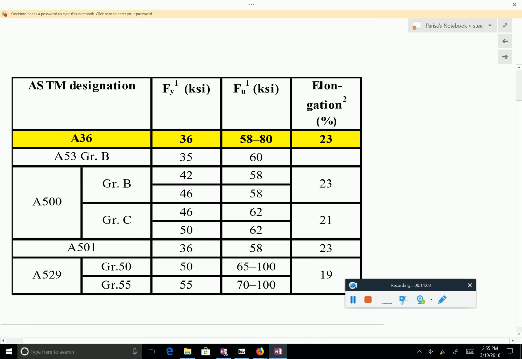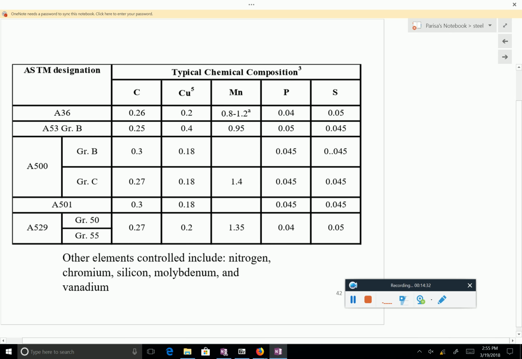Questions about any of this? This is again the ASTM designation. You can see here again, this is yield. This is tensile strength. So in the code, you have these kinds of tables where it tells you if you choose this type of steel with what grade, what type of material properties you can expect. Exactly. And the composition. This is pretty much the same thing as I told you before.